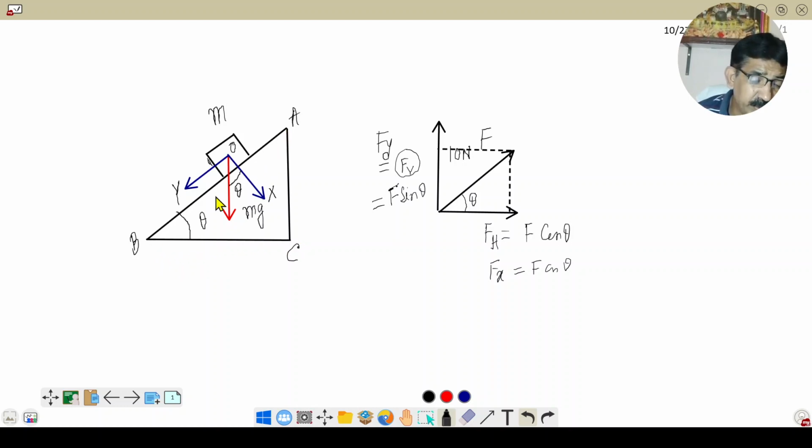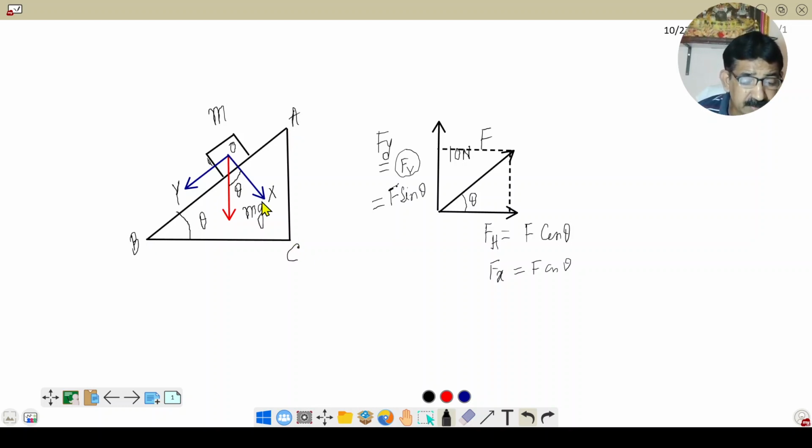So the angle between AB and BC will be the angle between this line and this line. The angle between two perpendiculars of two different lines will be the same as the angle between the original lines. Once again, I am saying the same principle. The angle between two perpendiculars of two different lines will be the same as the angle between the two original lines. So AB and BC are two original lines.